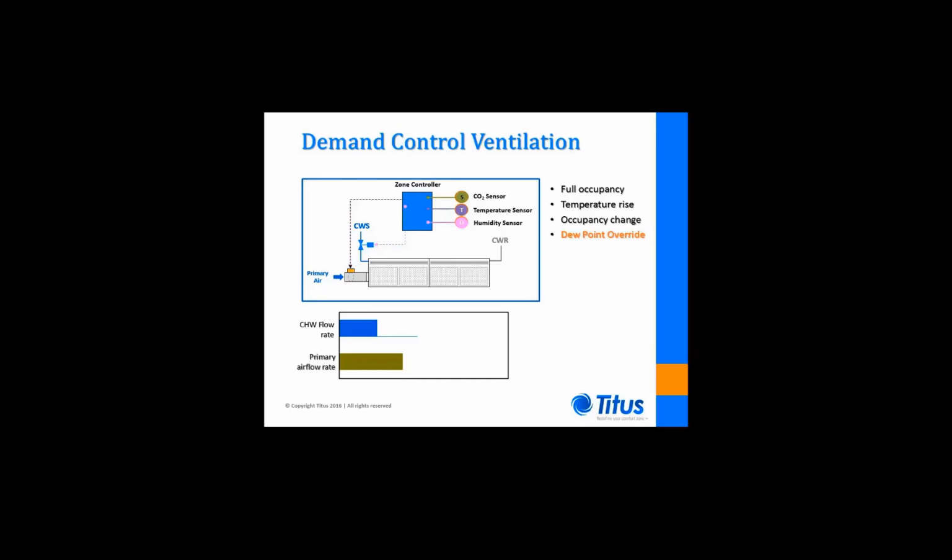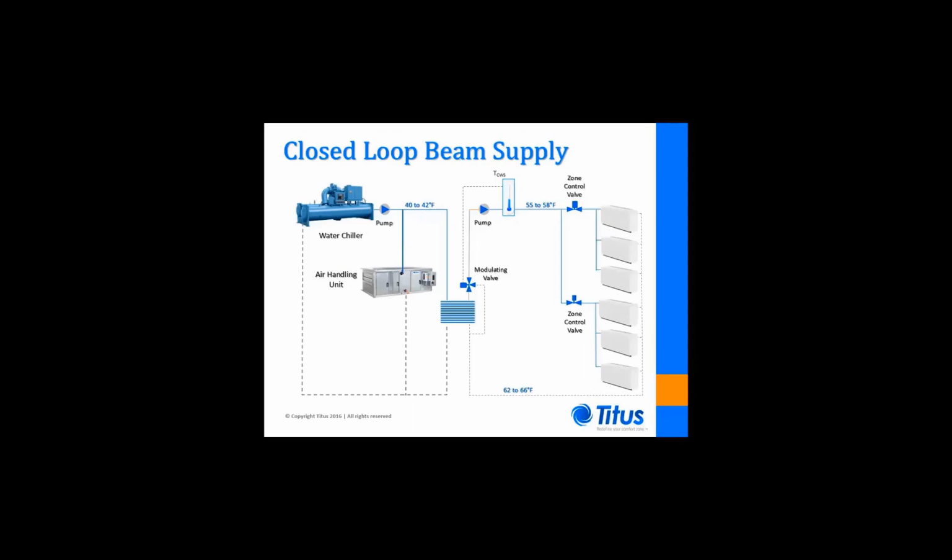You might ask, how do we derive the 56 to 58 degree chilled water required for the terminal unit coils while still maintaining adequate dehumidification within the air handling unit? The higher water supply temperature for the chill beams can be derived in several ways, but this slide illustrates a method commonly used in K-12 school applications.